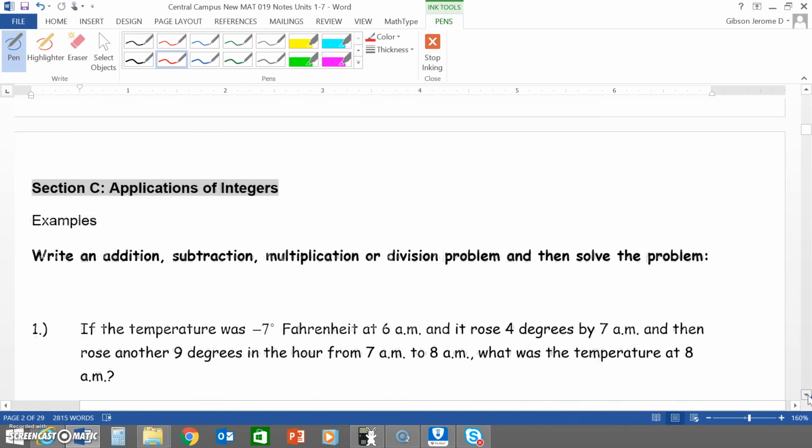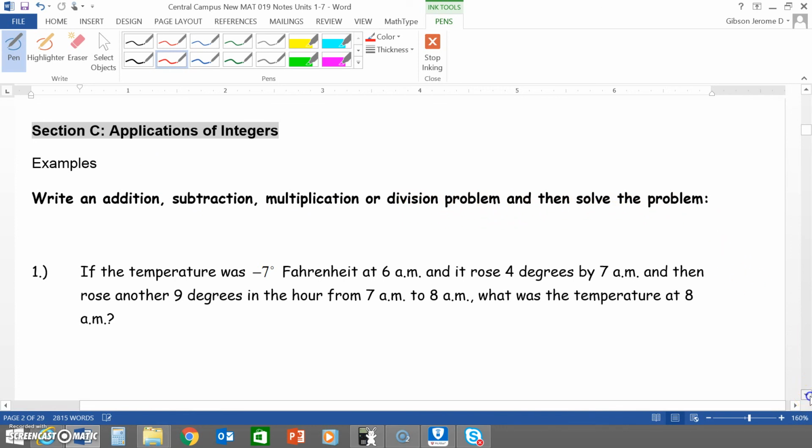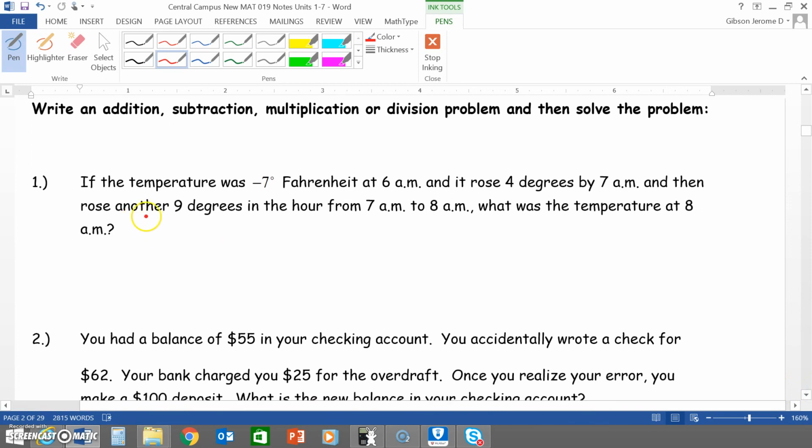Okay, now we go to page 4, which is section C, application of integers. Examples: write an addition, subtraction, multiplication, or division problem and then solve the problem. Okay, now we come to problem number 1. If the temperature was negative 7 degrees Fahrenheit at 6 a.m. and it rose 4 degrees by 7 a.m. and then rose another 9 degrees in the hour from 7 a.m. to 8 a.m., what was the temperature at 8 a.m.? So we look here, we start off with a negative 7 degrees Fahrenheit.